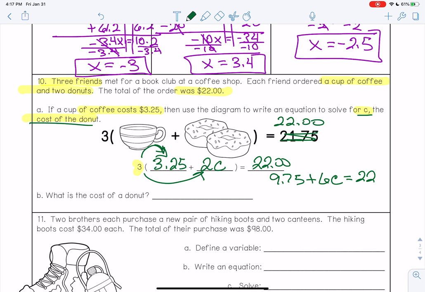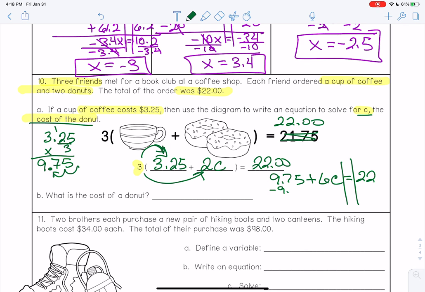Now remember, if you don't know how to do that 3.25 times 3 in your head, then you do it on the paper. 3 times 5 is 15, carry the 1. 3 times 2 is 6, plus 1 is 7. 3 times 3 is 9. There are 2 numbers after the decimal, so our decimal is going to go in 2 numbers. All right, now we're ready to draw the river.